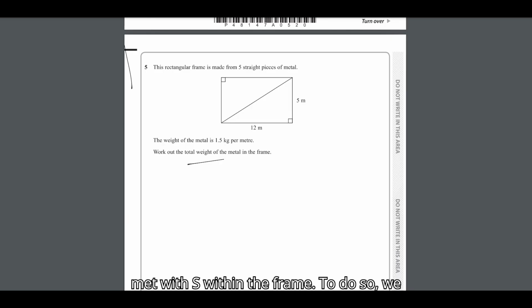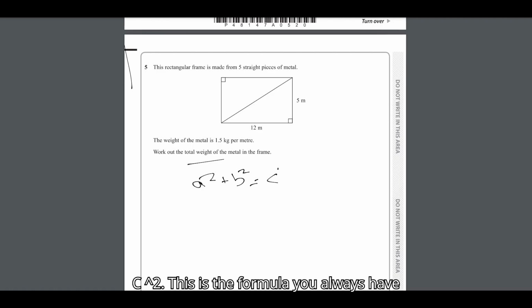To do so, we need to know our Pythagoras theorem. Recall that it's a squared plus b squared is equal to c squared. This is the formula you always have to know and use. It will be helpful to write down the formula in your sheet, as this may potentially give you a working out mark in case you get it wrong, because it shows the examiner that you know what to do, but unfortunately you got it wrong. However, let's do this question.